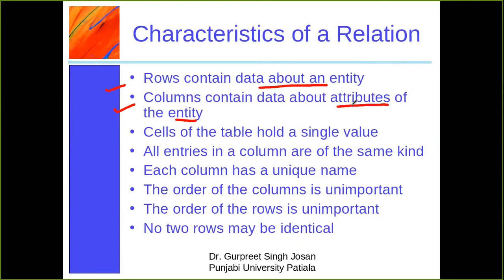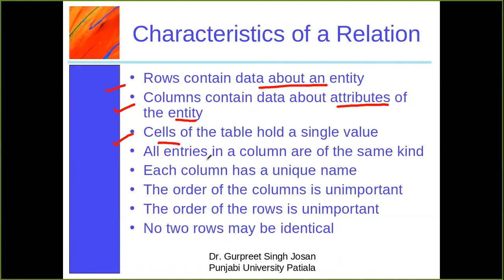Whatever attributes we think of for the entity, all those attributes will become columns in the case of a relational database. So cells of a table hold a single value. The value of some attribute will be stored in a cell.